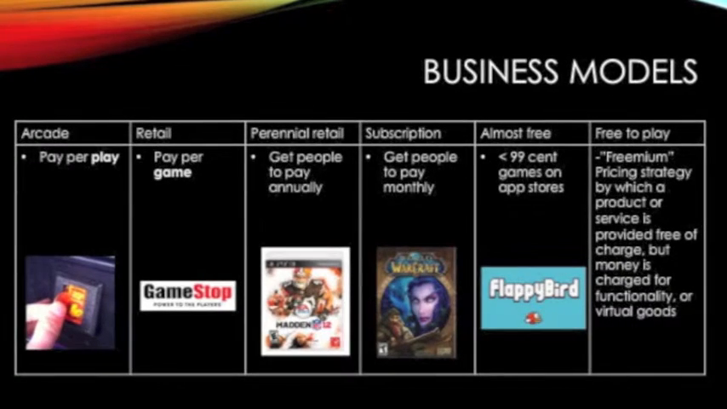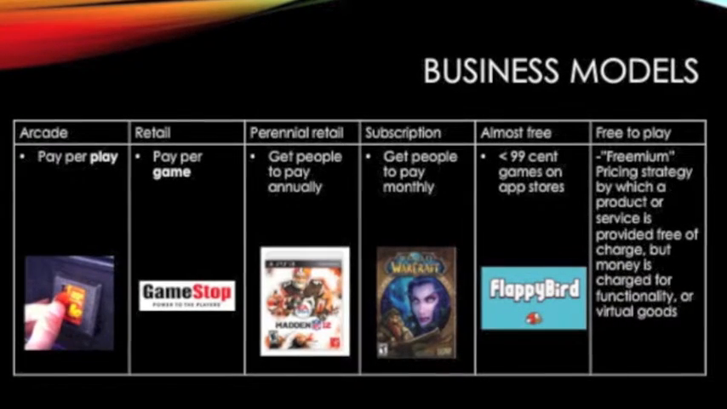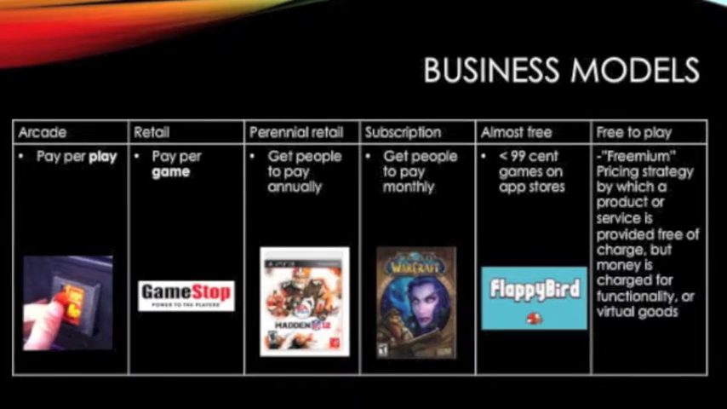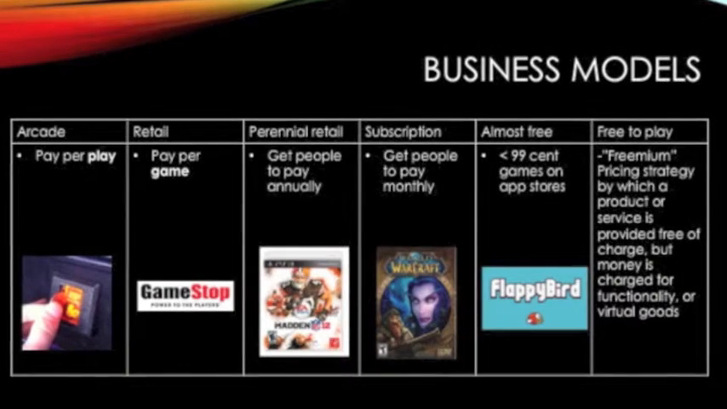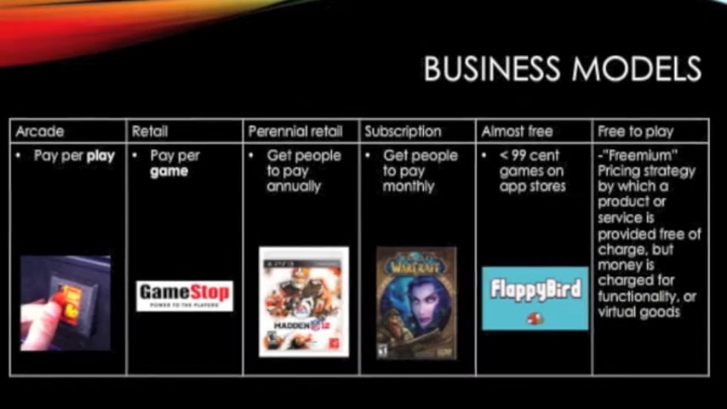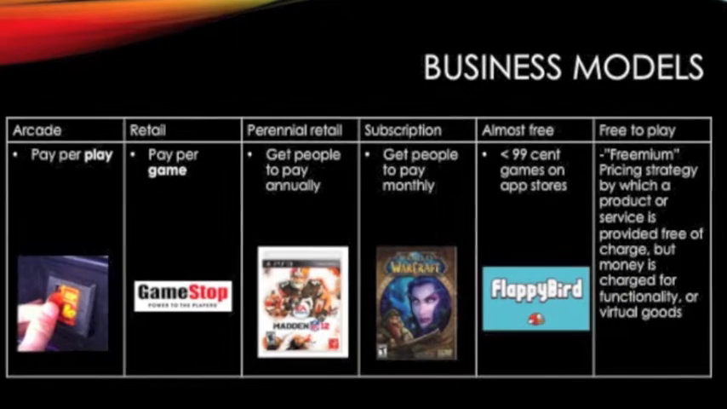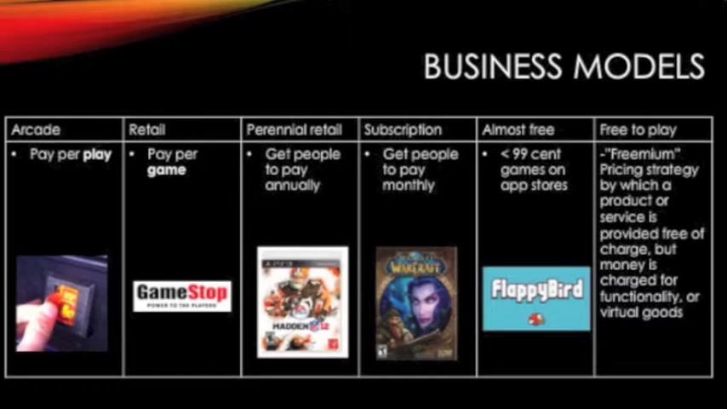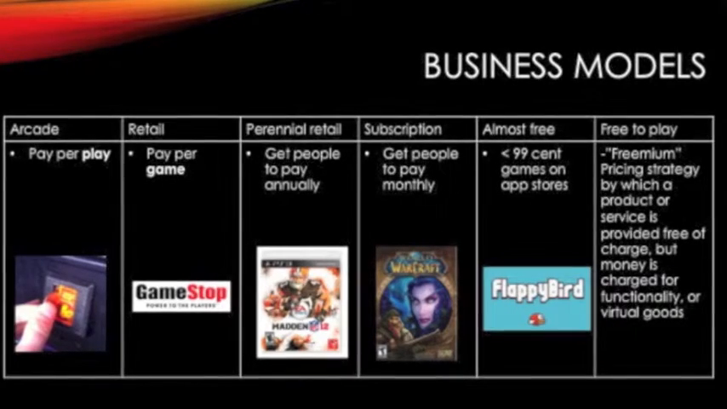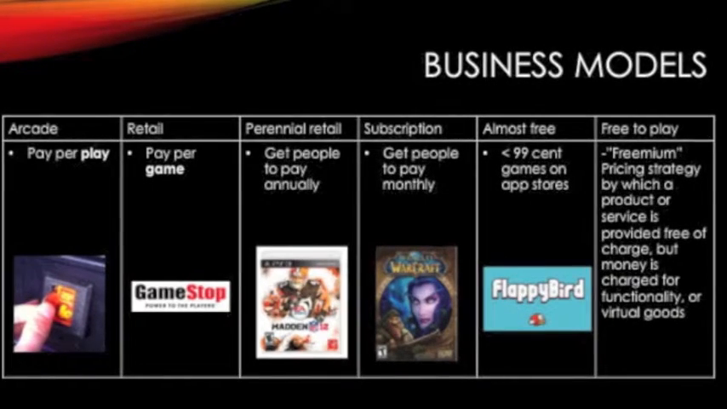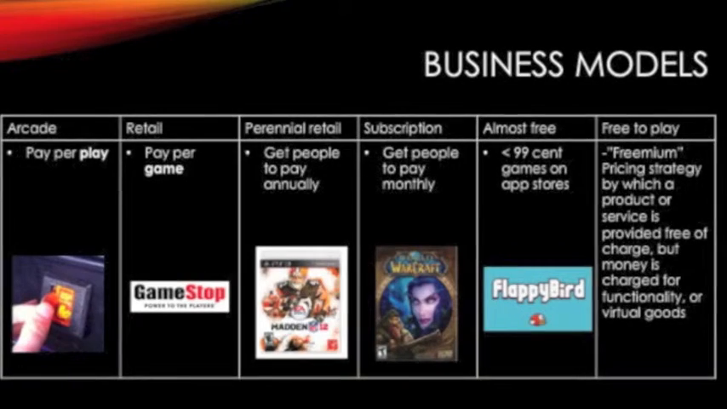Almost free games, which are less than 99 cents on app stores, such as Flappy Bird, became really popular on mobile games. Free-to-play games, or freemium, is a pricing strategy by which a product or service is provided free of charge, but money is charged for functionality or virtual goods.